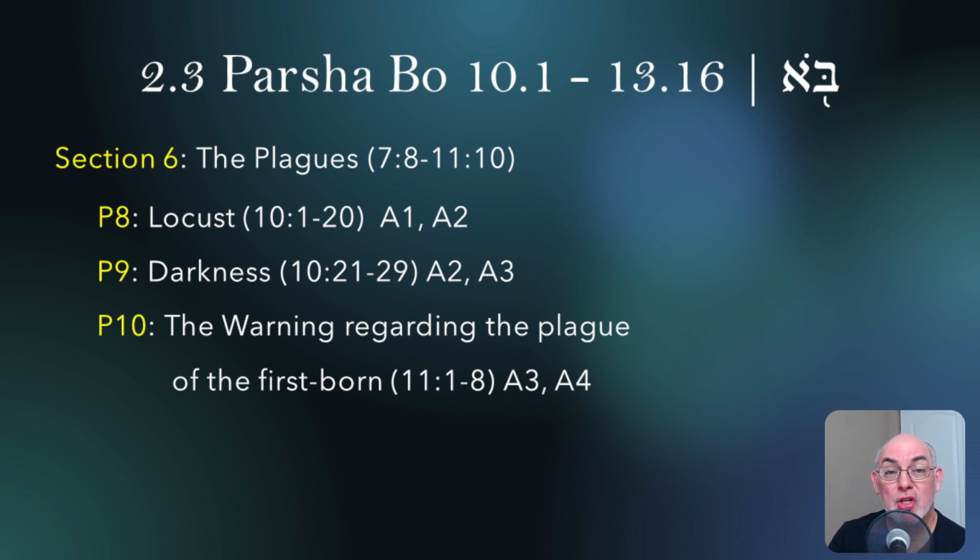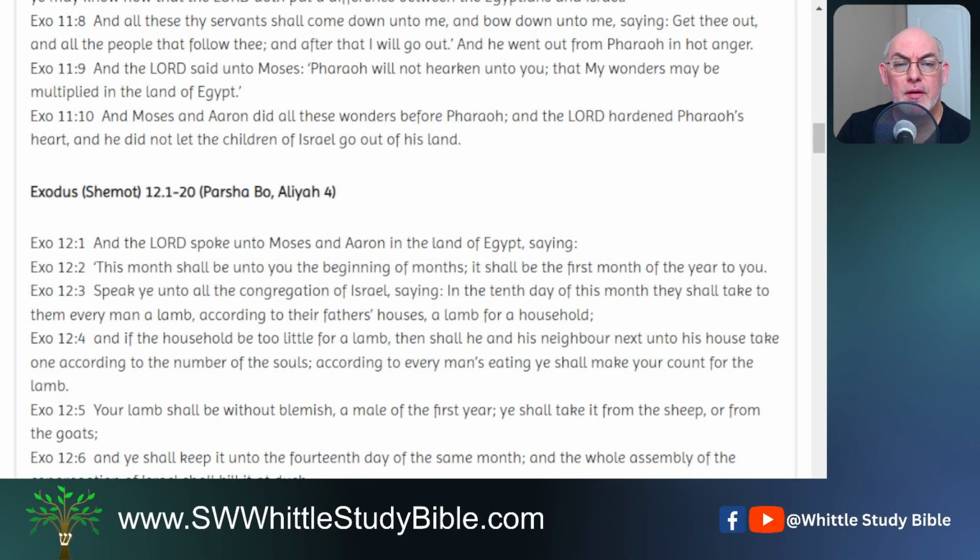We have one more section in this section, or one more portion, I'll call it. And this is the epilogue, which is chapter 11, verses 9 and 10. And of course, that's in Aliyah 4. We can see that right here. Verses 9 and 10 actually close out this entire section, section 6, which is the plagues.